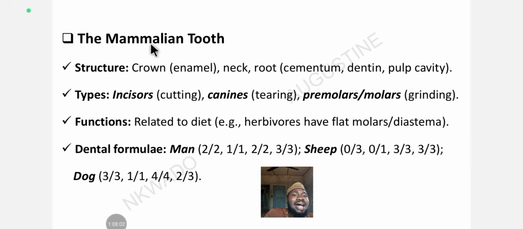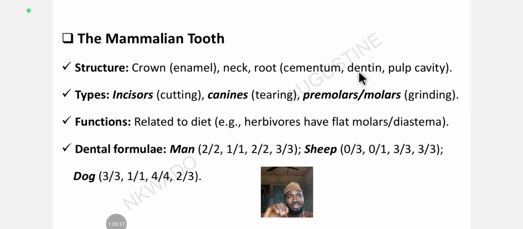All right. Now let's look at the mammalian tooth. What is the structure of the mammalian tooth? It has an enamel. That is the outermost part of the what? Of the tooth. Okay. It has a neck. The neck is below the crown. Then you have the roots. The root is what is used to attach to the jawbone, or the alveolus. And in this root, you have structures like cementum. It is this cementum that gums the tooth to the jawbone.